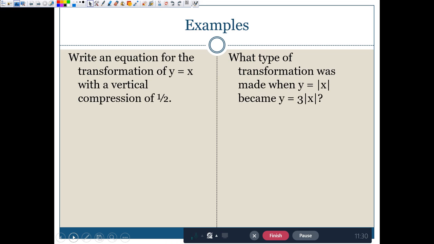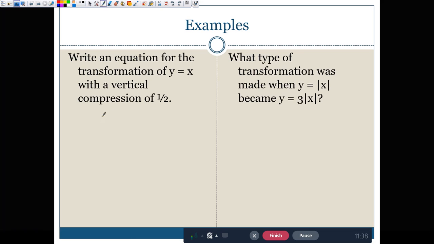So write an equation for the transformation of y equals x with a vertical compression of 1/2. So this was my original equation. I'm going to multiply my x by 1/2. So my new equation is going to be y equals 1/2 x.